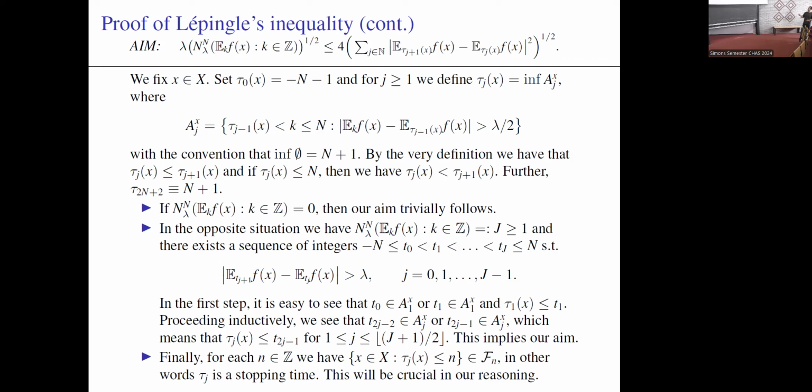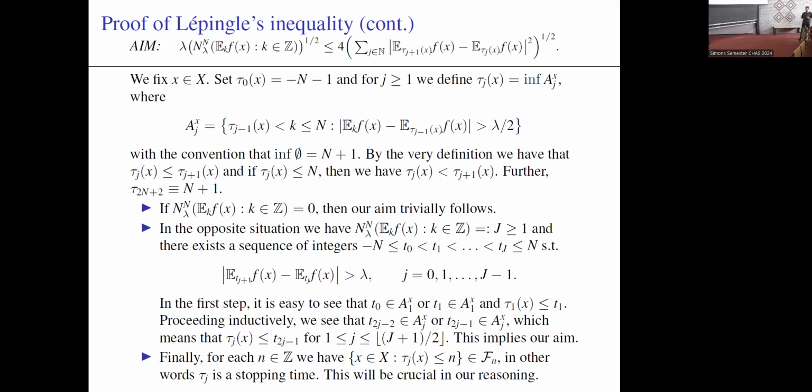All right, so we have two situations. The first one is trivial, so there are no jumps. So the left-hand side is equal to 0, so we trivially have our A. And in the opposite situation, we assume that we have j jumps, so we can find a sequence t_j such that we know that we jump by a number which is larger than lambda.